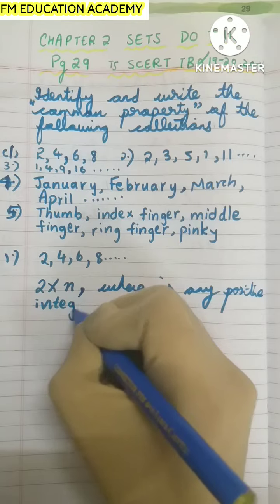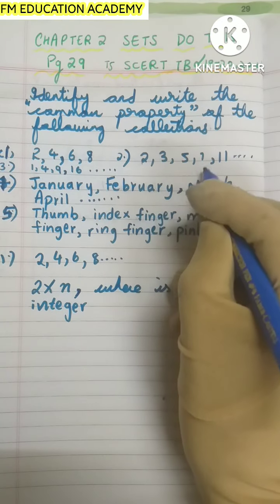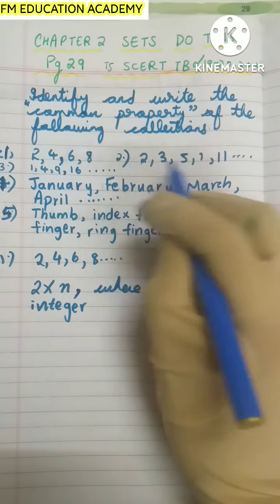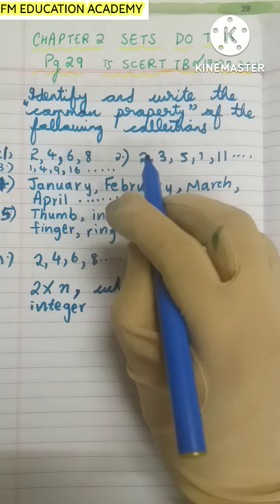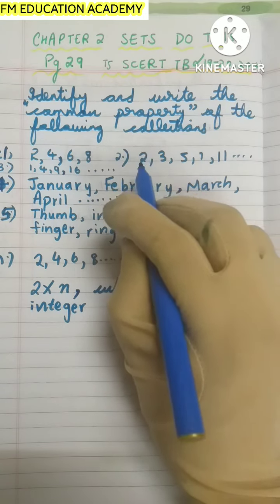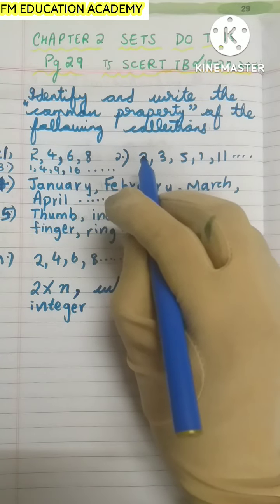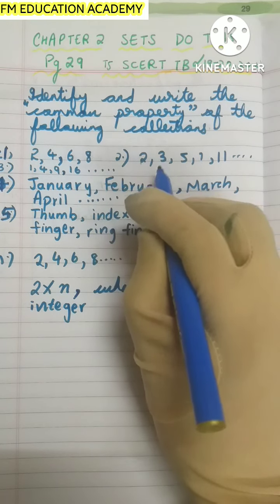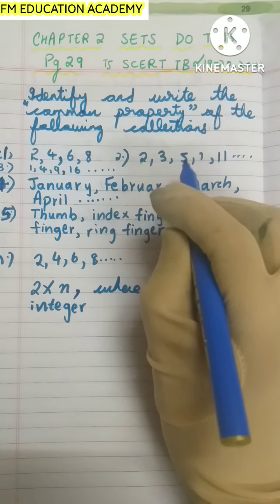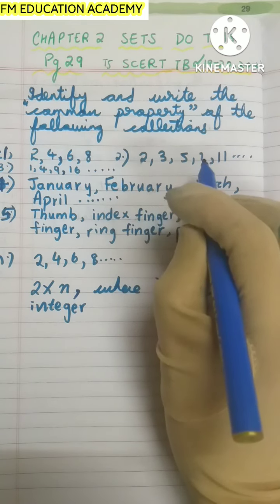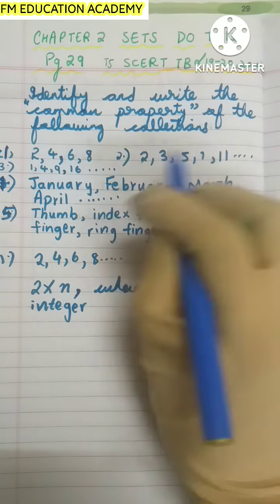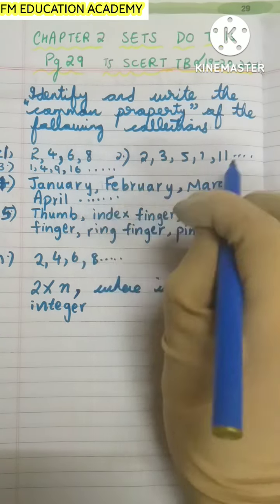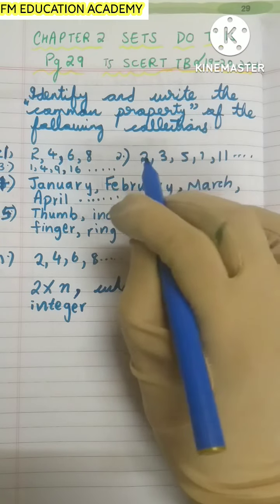Next question is 2, 3, 5, 7, 11. We know that these are prime numbers. What are prime numbers? Numbers which do not have any factor other than 1 and itself are called prime numbers. 2 has factors of only 1 and 2. Similarly, 3 has factors of only 1 and 3. Similarly, 5 has factors of only 1 and 5. 7 has factors of only 1 and 7. 11 has factors of only 1 and 11, and so on. That's why these are prime numbers.